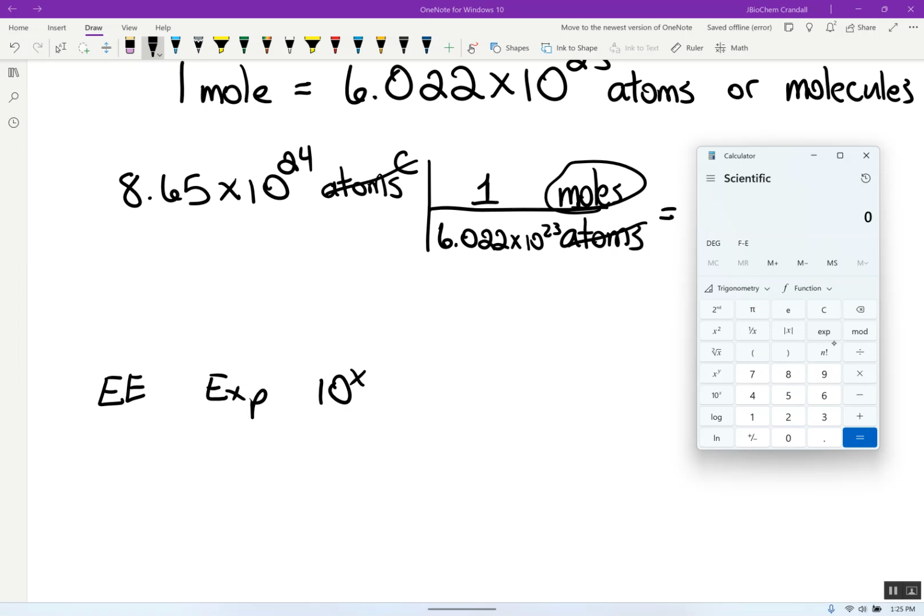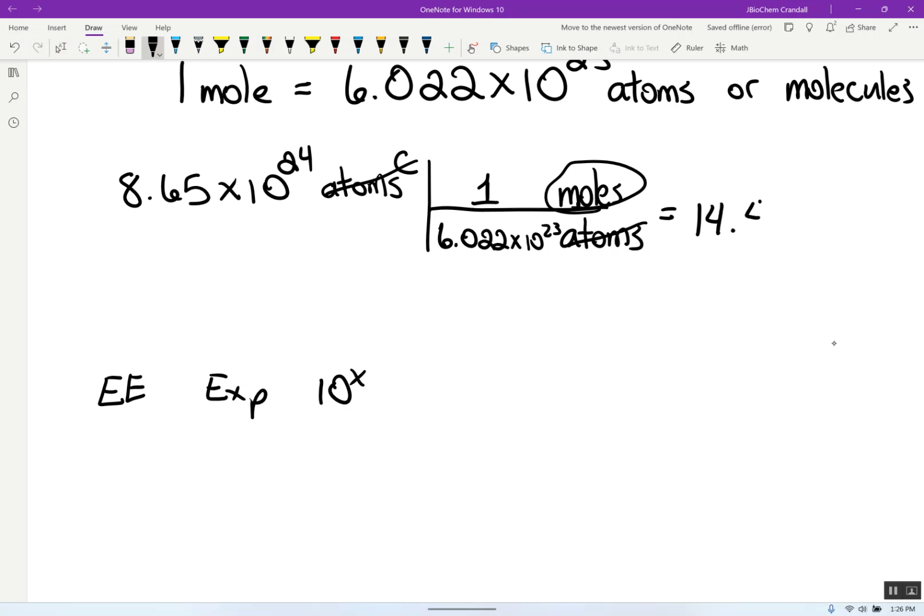So let's go ahead and do this. We're going to say 8.65, and we're going to use the exponent times 10 to the 24th, okay, and we're going to divide that by 6.022 times 10 to the 23rd, okay, and I'm going to get 14.4. 14.4 moles. So this is equal to 14.4 moles. Okay.